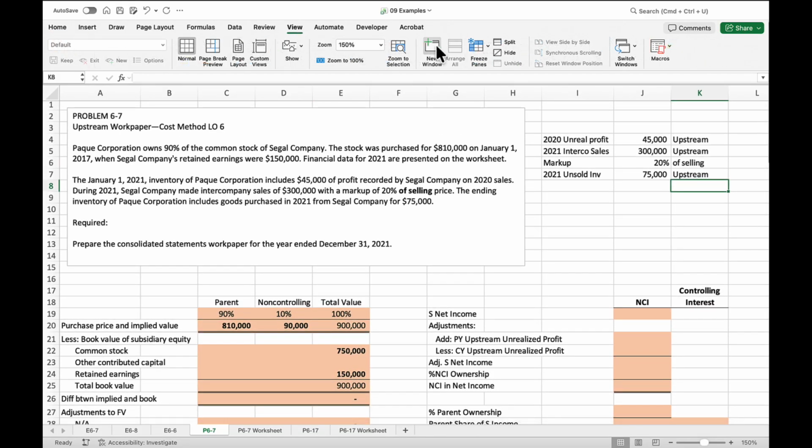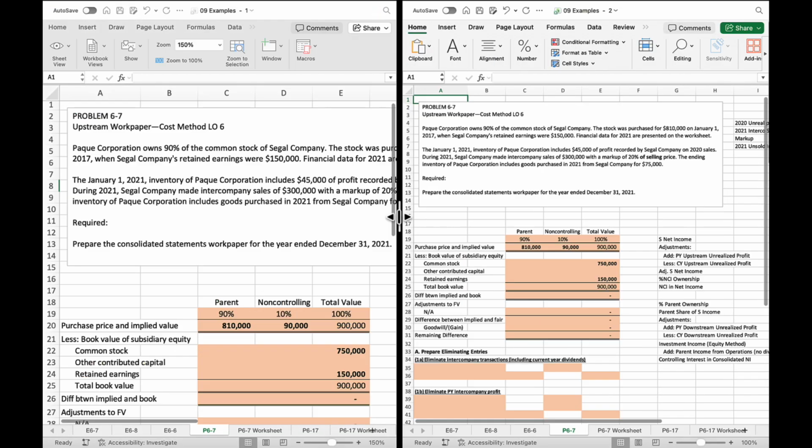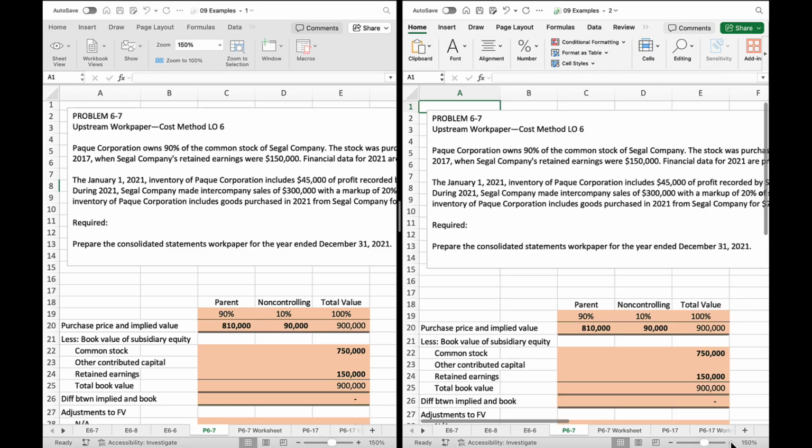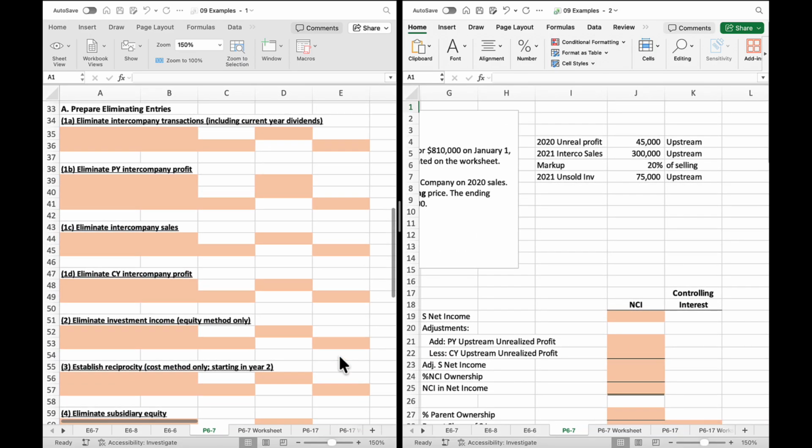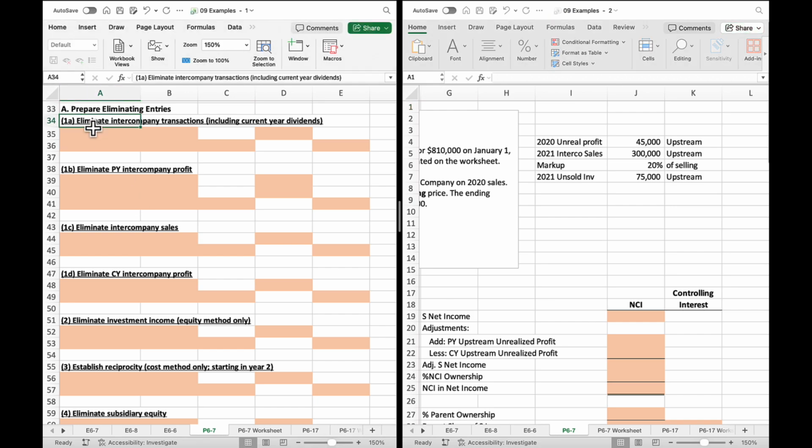So let me see, just make another window here, see if that'll work. Okay, so on the right-hand side of my screen, I've got all those notes we just made. And on the left-hand side of my screen, I've got our eliminating entries that we need to prepare. So we're going to start with the first one, that is eliminate any intercompany transactions, including current year dividends. And so this would be if we had any current year intercompany receivables, we would do that here. We're also going to, in these intercompany transactions, deal with that profit we just talked about on those sales, but we're not there quite yet.